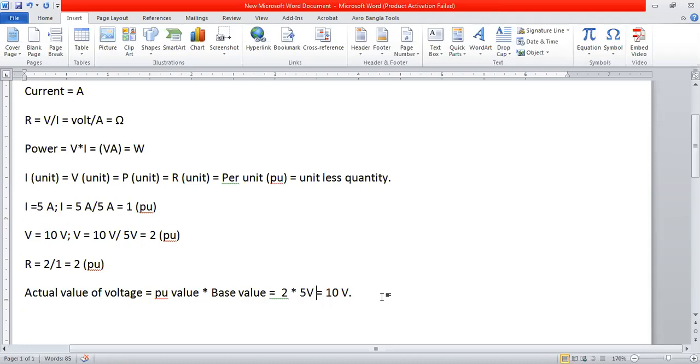So now, why do we convert this value to a per unit value, and again why do we convert the per unit value to the actual value? The answer is there are many advantages to converting the unit to a per unit, or to calculating different quantities in the same quantity. There are many advantages, and we will talk about these advantages later.